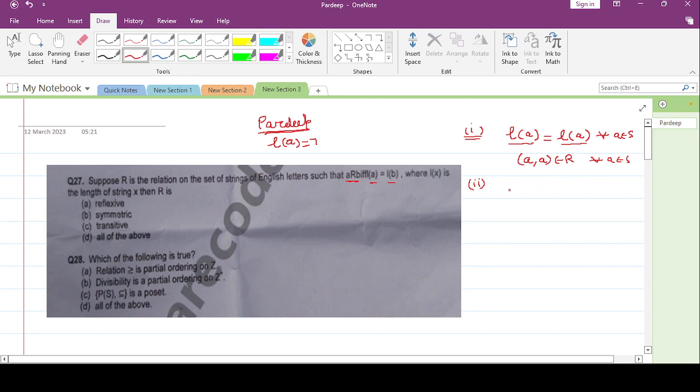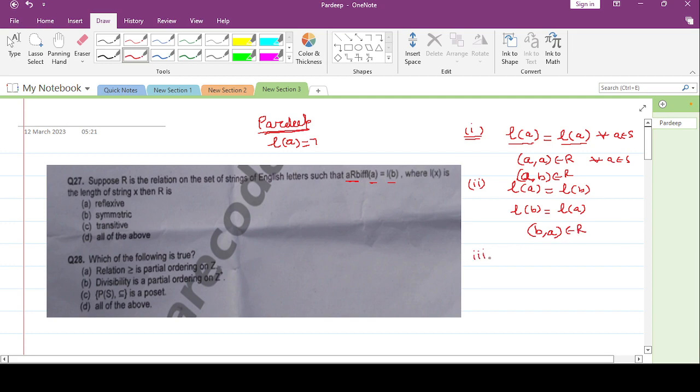Now if the length of string A is equal to the length of string B, because in case of symmetric we assume that (A, B) is in the relation, then you can say that the length of string B is the same as the length of string A. As the length of string B is equal to the length of string A, it means that (B, A) is a member of the relation. So it is symmetric also.